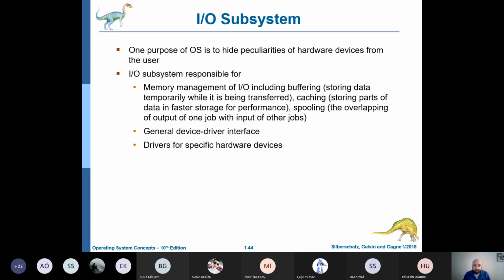One of the purposes of an operating system is to hide some peculiarities of specific hardware devices from the user. So this task can be done by the I/O subsystem. The I/O subsystem consists of several components. A memory management component that includes buffering, caching, and spooling. A general device driver interface and drivers for specific hardware devices.